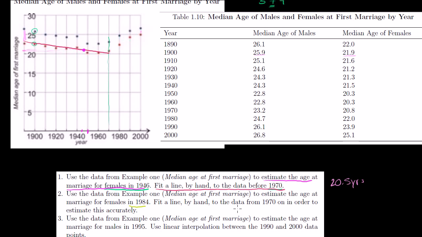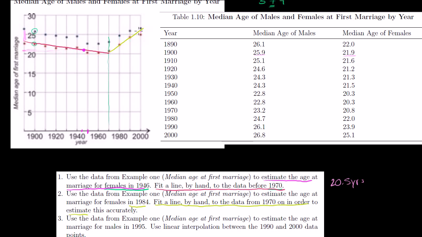Fit a line by hand to the data from 1970 on in order to estimate this accurately. So now they want us to fit a line from this data on. So let me draw a line that gets close to describing all of these points. Maybe it looks something like that. Not all of them sit exactly on the line, but they're all pretty close.